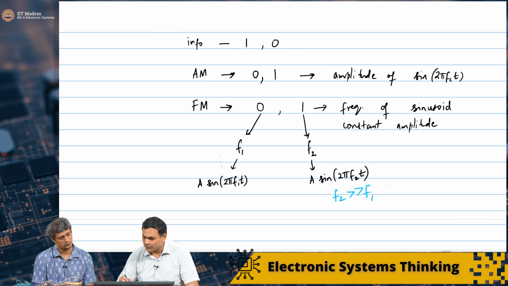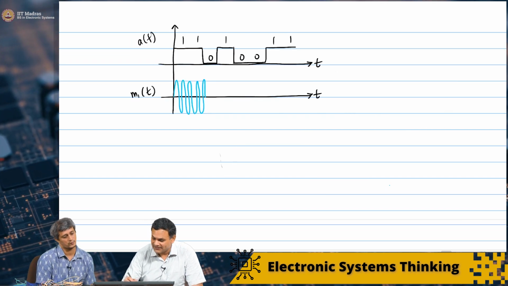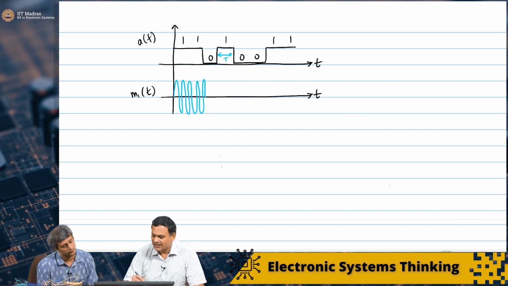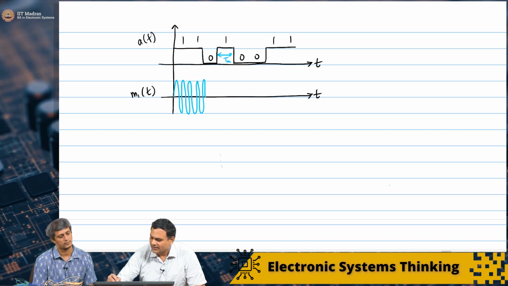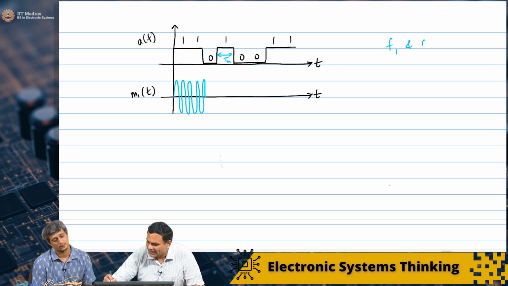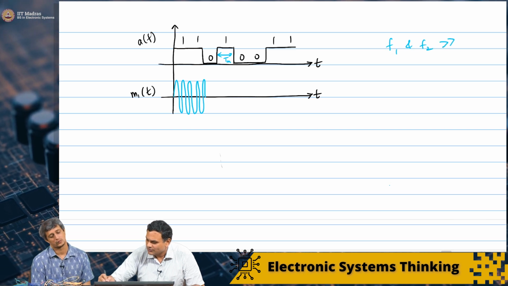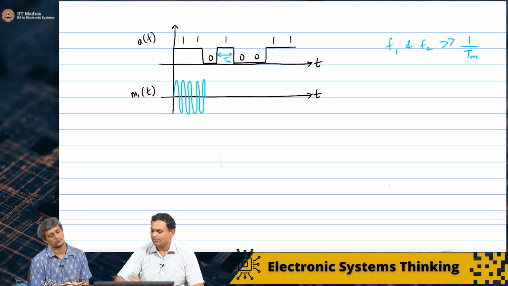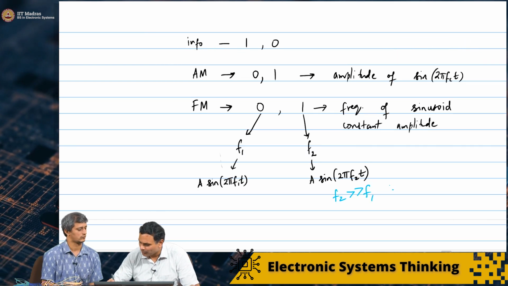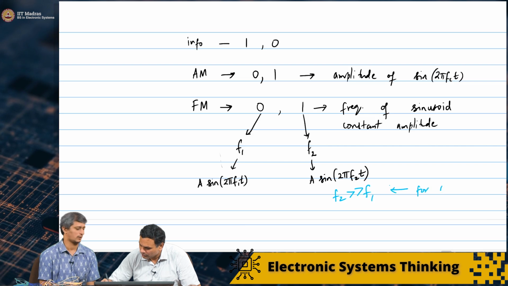So we also need to say that if this is t, Tm I think is what we called it, then both F1 and F2 are much larger than 1 over Tm. That still holds. I am doing this just for plotting.